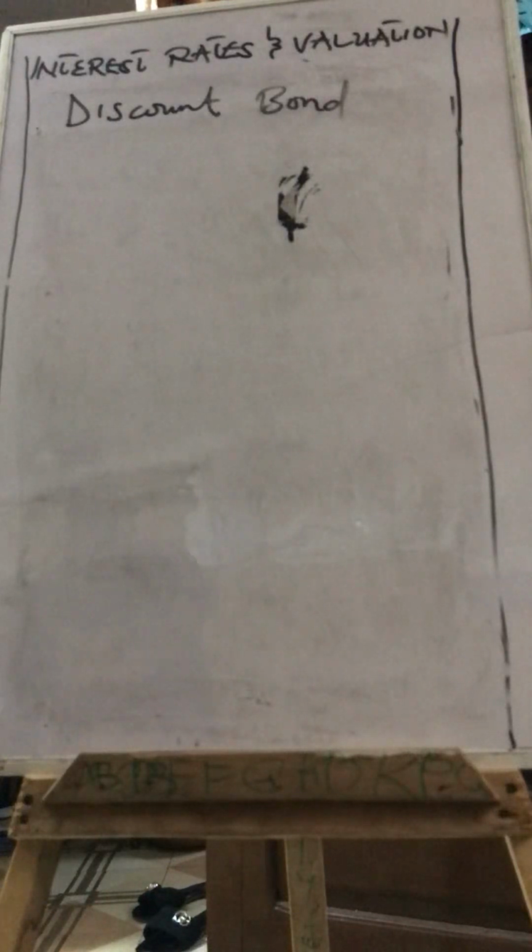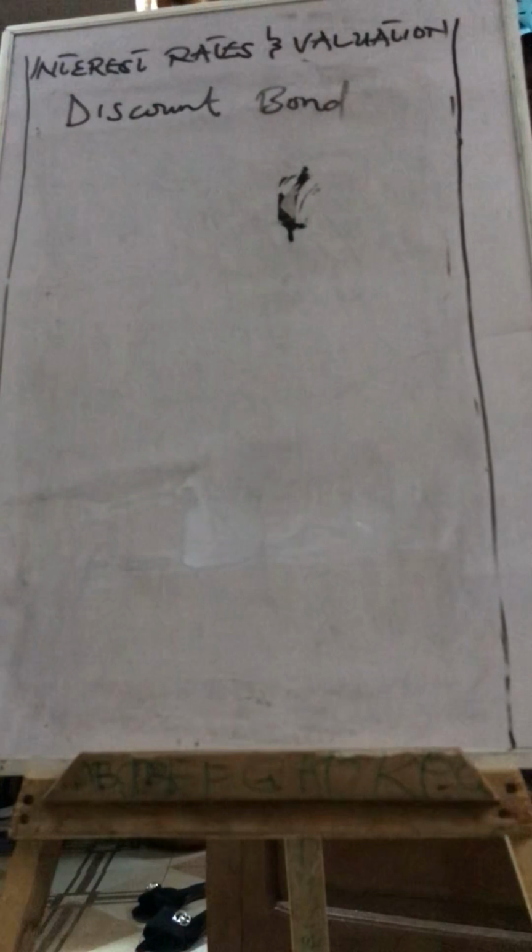Okay, so we want to look at the last type of bond we want to use to understand how to determine interest rate. We're going to focus on the discount bond. Now, the discount bond is actually a non-coupon payment bond that promises repayment of the face value, sold at a price below the face value.